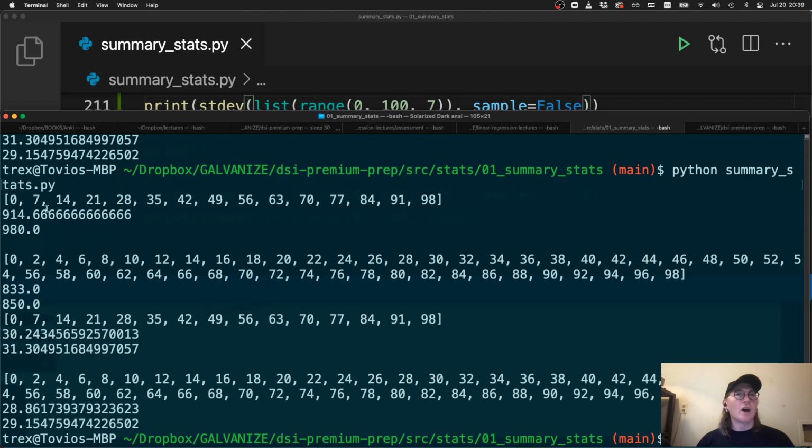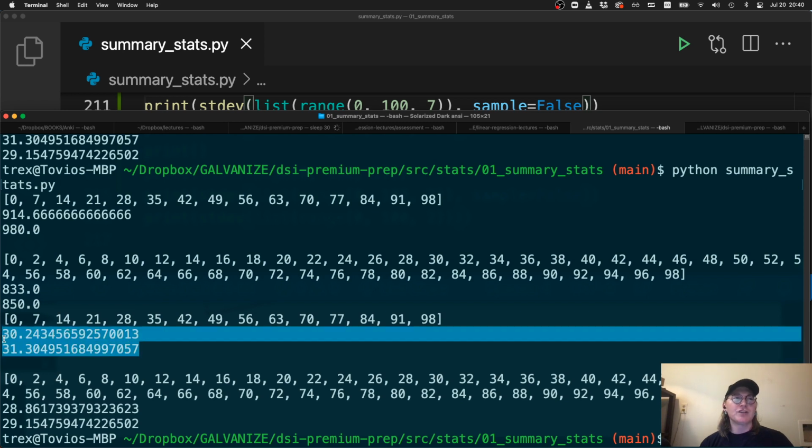All right, so traveling between 0 and 100 by 7s, the population variance is 914. Notice that it's constrained somewhat. The sample variance is 980. So it's expanded a little bit. And I think we're going to see the same thing for 0 to 100 by 2s: 833 for the population, 850 for the sample.